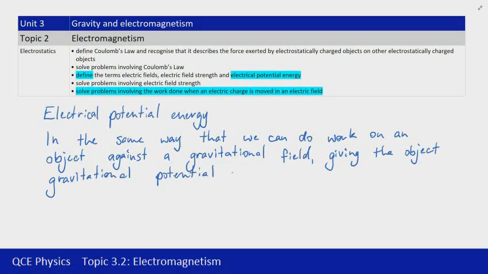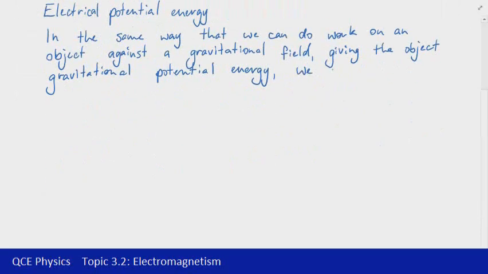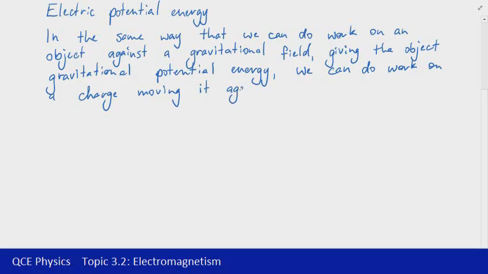We can do a similar thing if we deal with a charge. So there's the gravitational potential energy side of things. In that same way, we can do work on a charge, and in doing that work on a charge, that's going to require that we're going to be moving it against an electric field, and in so doing, we're going to be giving it electric potential energy.